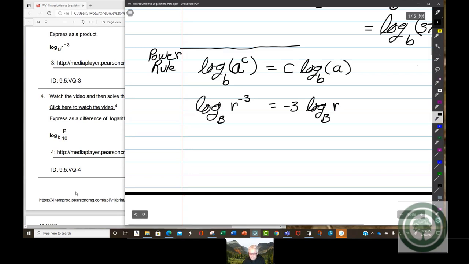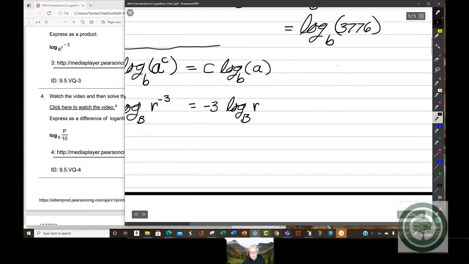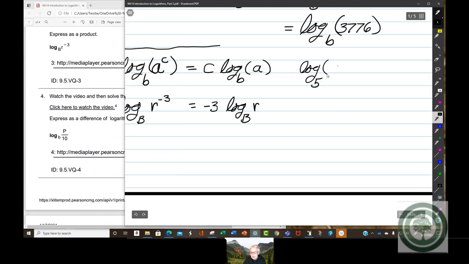Let's do another example. How about log base 5 of 3 squared equals 2 times log base 5 of 3. Same deal, but notice the number you bring down can be negative, no problem. The power goes down in front.